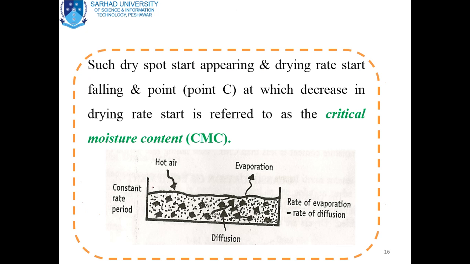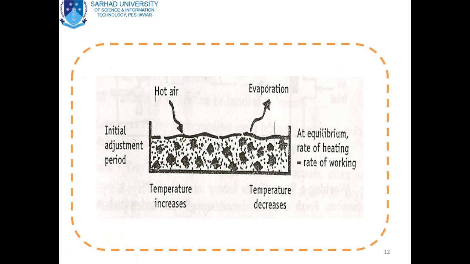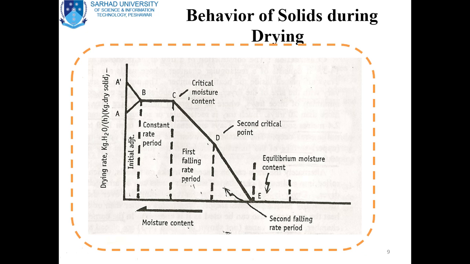You can see in this diagram that the rate of evaporation becomes equal to the rate of diffusion during the constant rate period, that is diffusion, and that maintains the continuation of the film. Then dry spots start appearing and the drying rate starts falling at point C. From B to C the drying rate is constant, but it starts falling from C onward, and that is termed as the critical moisture content.